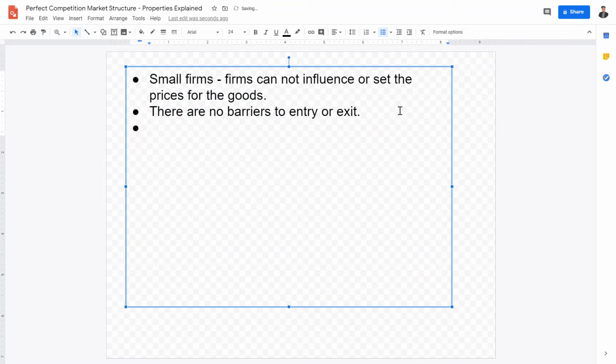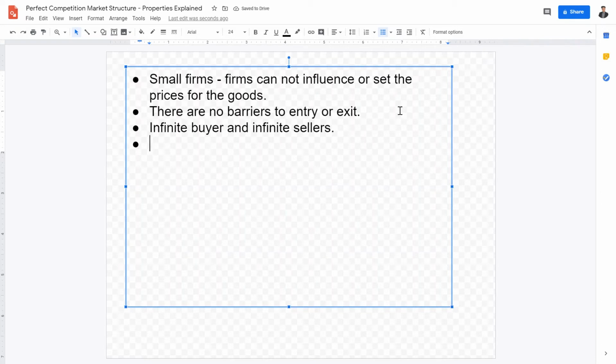The third major factor is that there are infinite buyers and infinite sellers. This is the factor that causes perfectly competitive market structures to exist, because there are infinite buyers as well as infinite sellers. And seeing as both parties are infinite, the market structure is therefore perfectly competitive. So that makes sense.